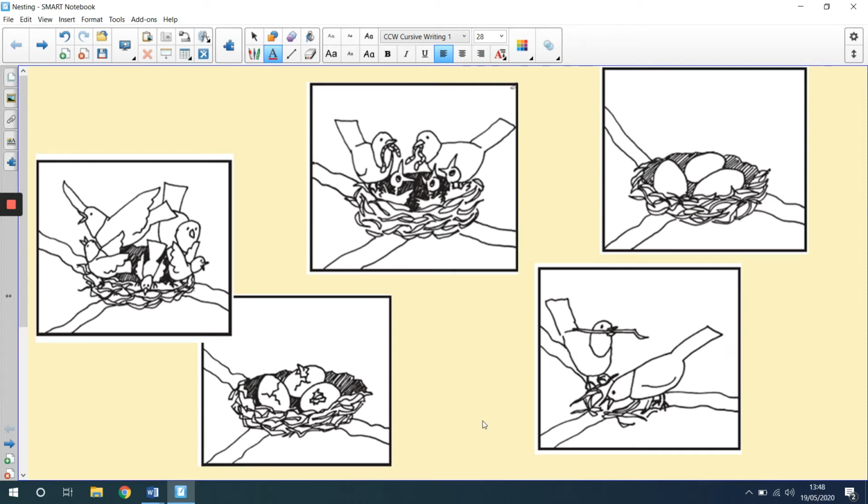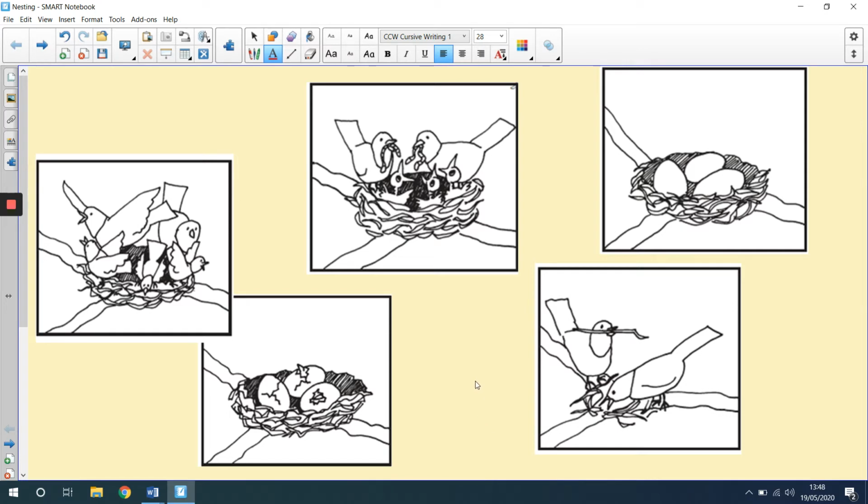Hello, whole class. In today's English lesson, we're going to be writing some sentences about this family of birds. Birds have been very busy over the spring, making nests, laying eggs, and looking after their young, their baby chicks.